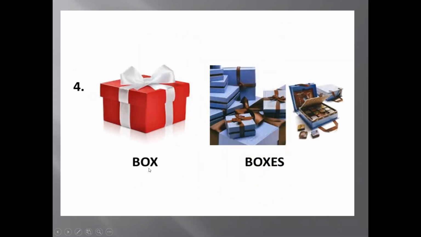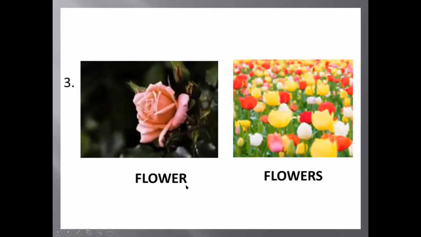Now, box. Only one box is here. B-O-X, box. This is one box. Okay? Now here there are so many boxes. So you will put here boxes. B-O-X, E-S. There are so many boxes. See, 1, 2, 3, 4, 5. So many boxes are here. So we will say box, boxes. So you will add E-S with this word. You will write box, same, and you will write E-S with this. So box, boxes. Box, boxes.